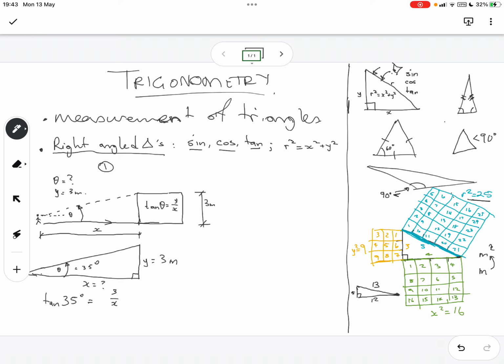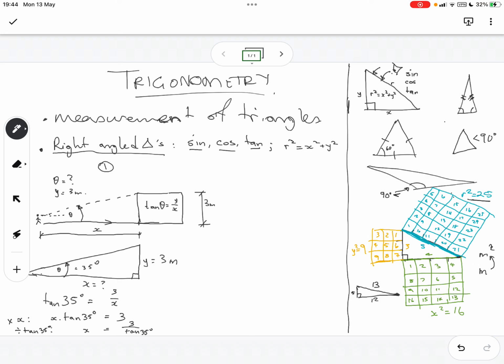Now if tan 35 is 3 over x, we can simply make x the subject of the formula by multiplying by x on both sides, so that x times tan of 35 degrees equals 3, and then we divide by tan of 35 degrees, so that x equals 3 over tan of 35 degrees.